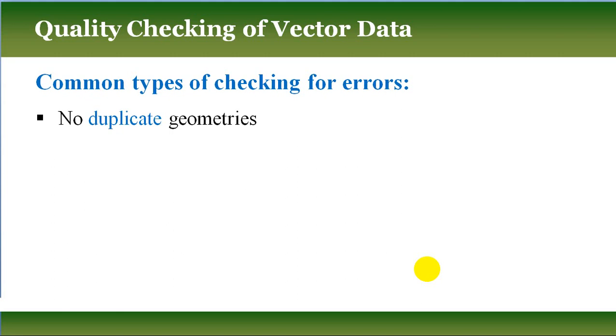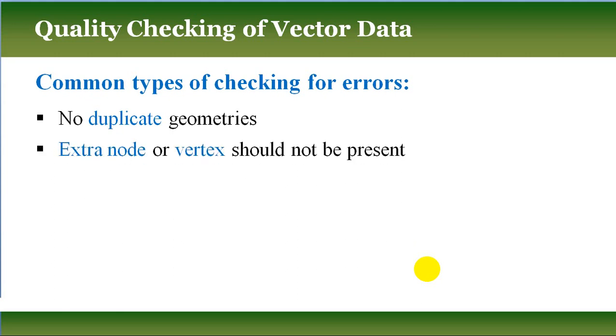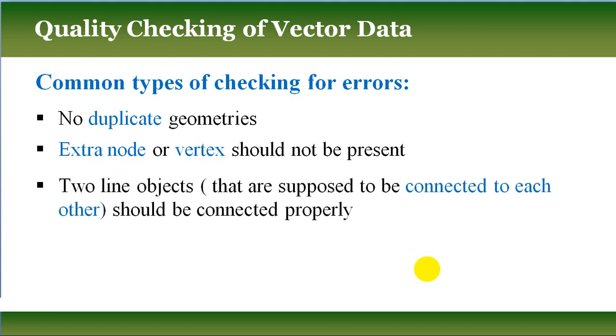No duplicate vector data should be there. No extra node or vertex should be present in the vector data. Two line objects that are supposed to be connected to each other, but unfortunately are not connected properly, you have to connect them properly.